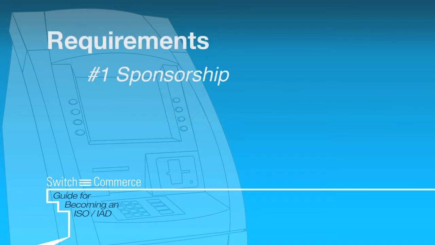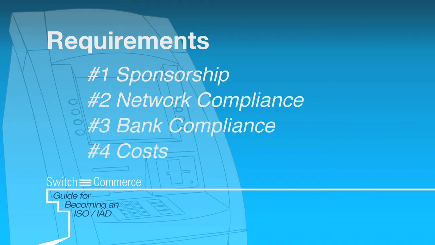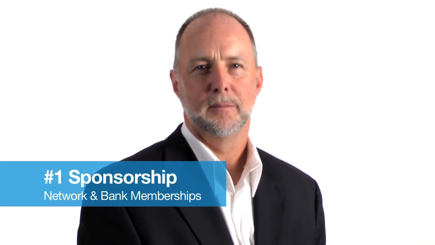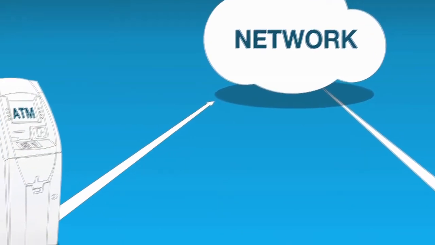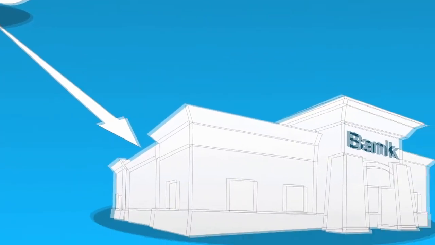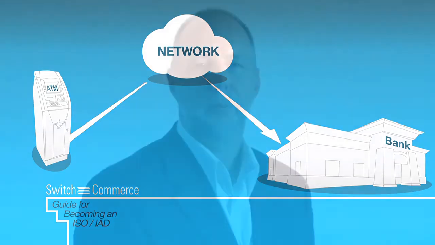What are the requirements? There are 4. Sponsorship, network compliance, bank compliance, and cost. Sponsorship involves both network and bank memberships, and they work together for the IAD. In order for an IAD to be a member of a network, they have to be sponsored by a bank. Therefore, network membership is the conduit between the acquiring bank, or ATM, and the issuing bank, the card provider. In other words, this allows any cardholder to perform a transaction at one of your ATMs.